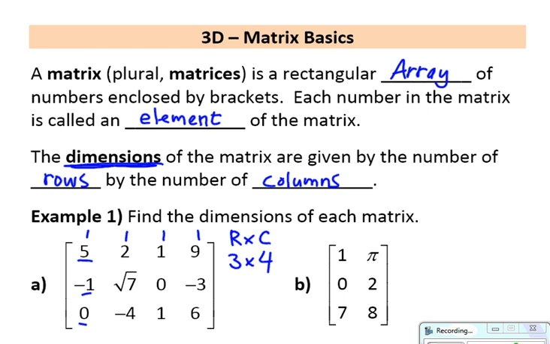For B, again, rows by columns, so number of rows, there's 1, 2, 3 rows, so 3 rows by 1, 2 columns. So it is a 3 by 2 matrix.